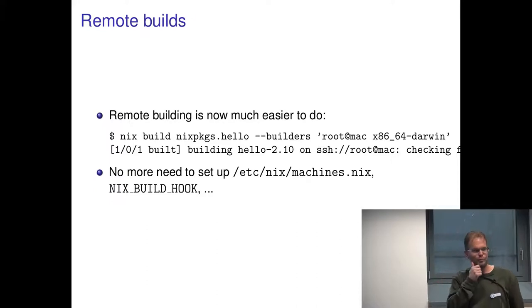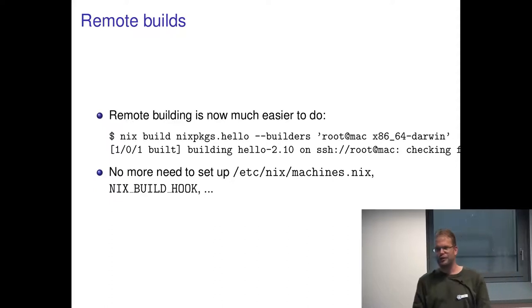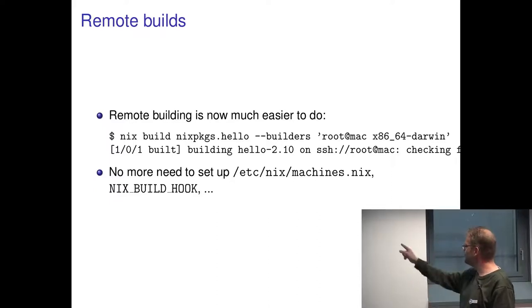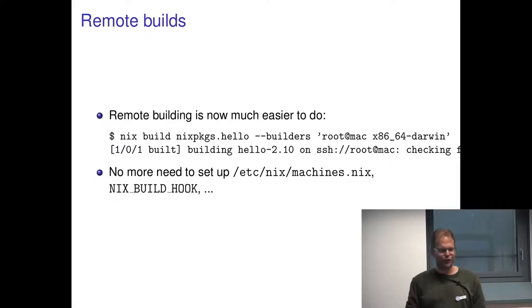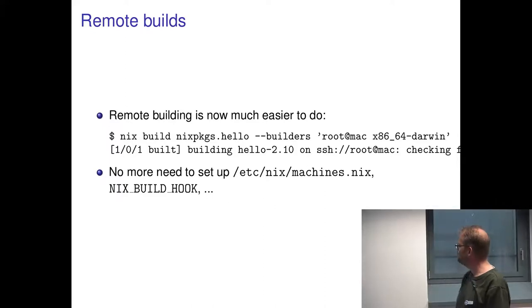On the topic of building, remote build configuration is now a lot easier. It used to be that you had to set up machines.nix, set up a nix build hook environment variable, set up some config options, which is fine if you're only doing that once, but especially for incidental use, say I want to build something on a Mac and I want to forward it to a Mac machine that I happen to have available. So you can now just specify it on the command line.